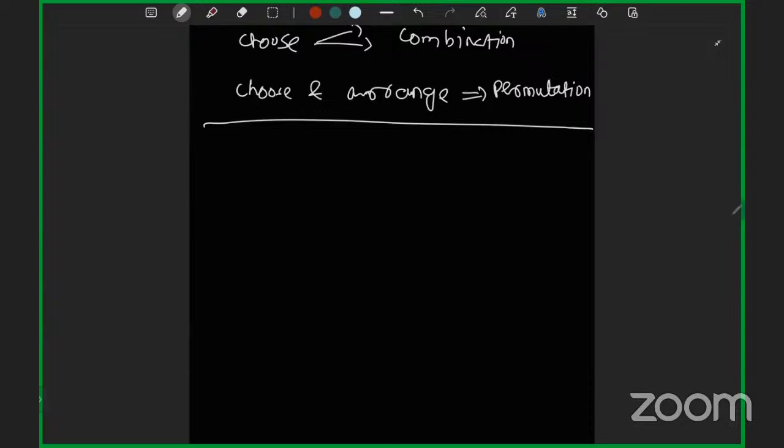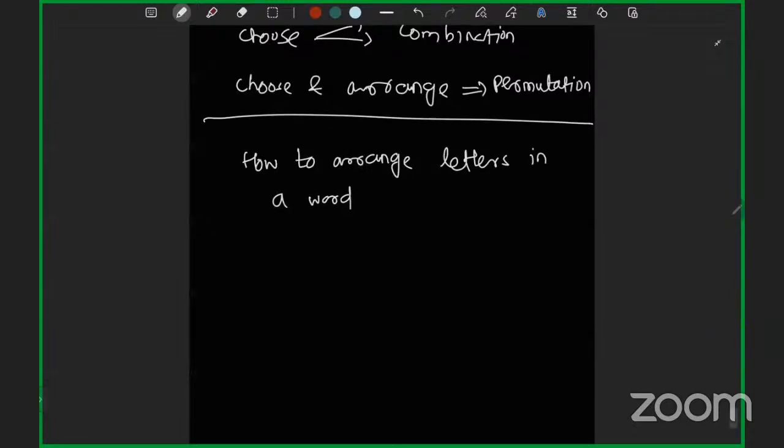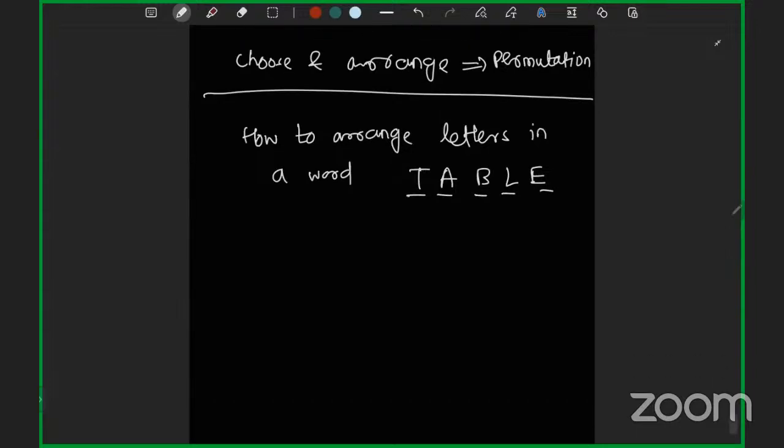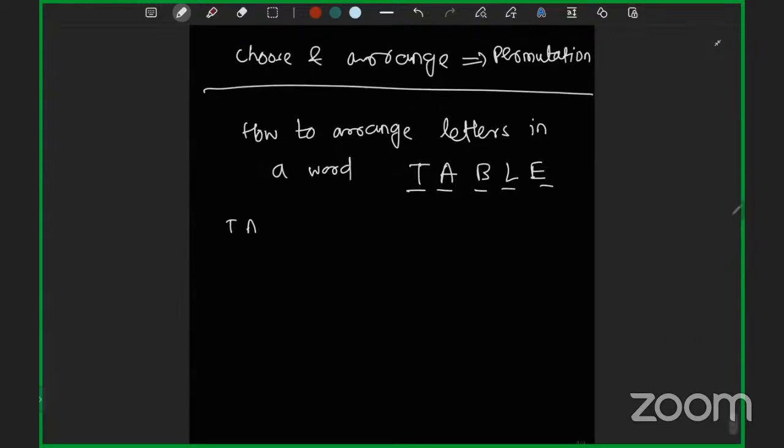Say how to arrange letters in a word. Let's say the word is TABLE. These are the letters. So in TABLE there are 5 letters. I want to arrange them. So arrangement is like TABLE itself is an arrangement. Then TABEL is also an arrangement. So these two are different, right?